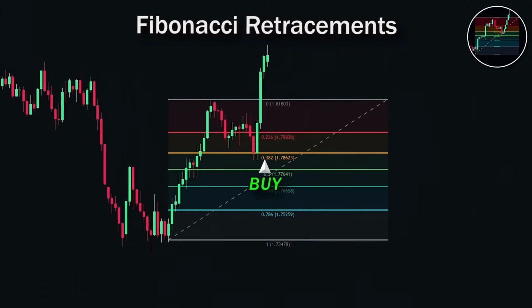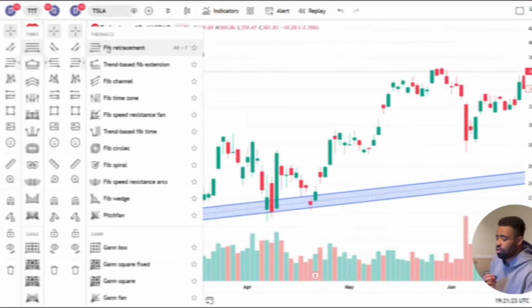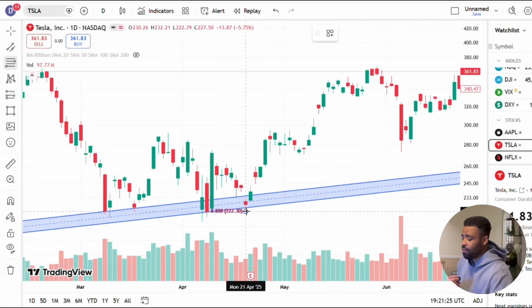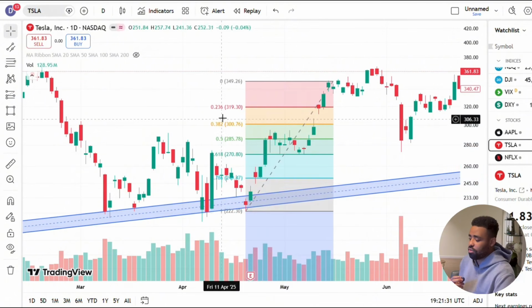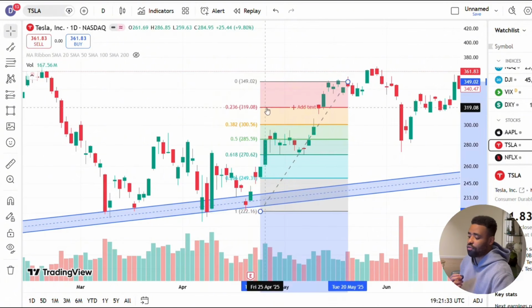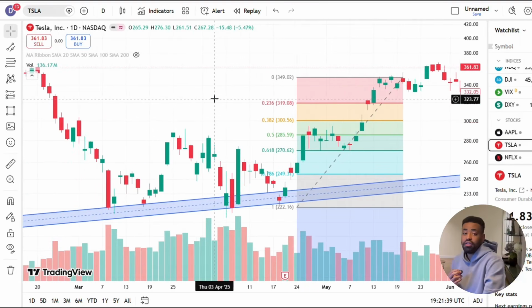And the main levels most people pay attention to are these: 23.6%, 32.2%, 50%, et cetera. Now out of all of these, the two most important levels, in my opinion, are the 50% and the 61.8%. Those are the levels where you'll often see the strongest reaction, at least in my personal experience. The way you draw Fibonacci retracement is pretty simple. If a stock is in an uptrend, you draw from the low of the move to the high of the move. And if the stock is in a downtrend, you draw from the high down to the low. What that does is show you the key pullback levels inside of that move.